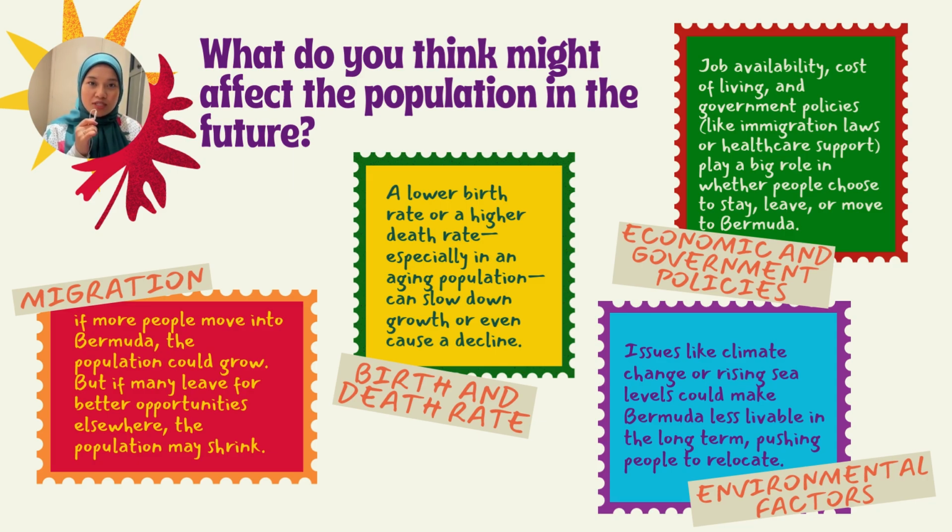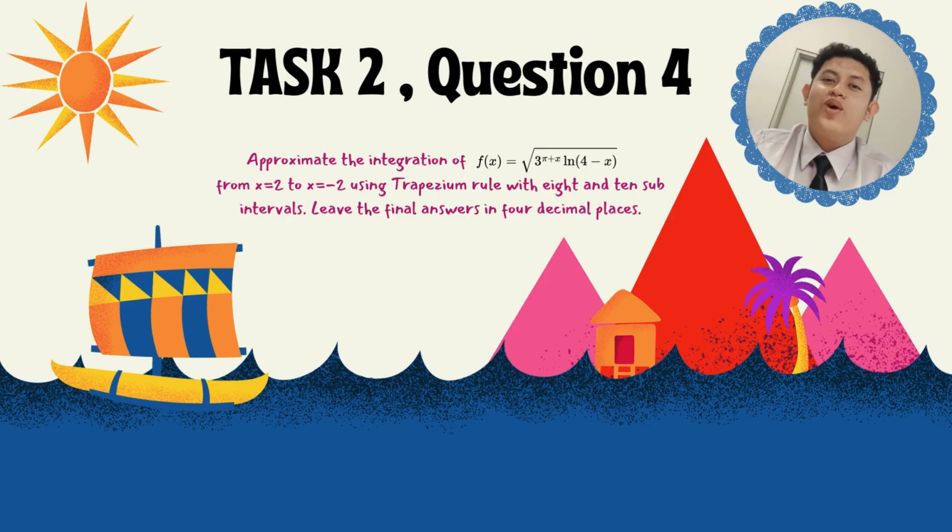Second, birth and death rates. A lower birth rate or a higher death rate, especially in an aging population, can slow down growth or even cause a decline. Thirdly, economic and government policies. Job availability, cost of living, and government policies play a big role in whether people choose to stay, live, or move to Bermuda. Lastly, environmental factors. Issues like climate change or rising sea levels could make Bermuda less livable in the long term, pushing people to relocate. Done.